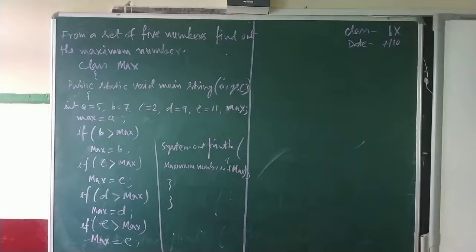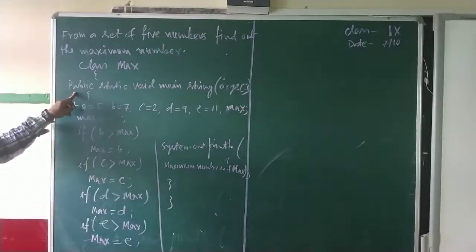So the question is: from a set of 5 numbers, find out the maximum number. This program is also given in your notes, in the assignment. I am just explaining it here. From 5 numbers I will be finding out the maximum number. For that, the class name is Max. You can give some other name also.